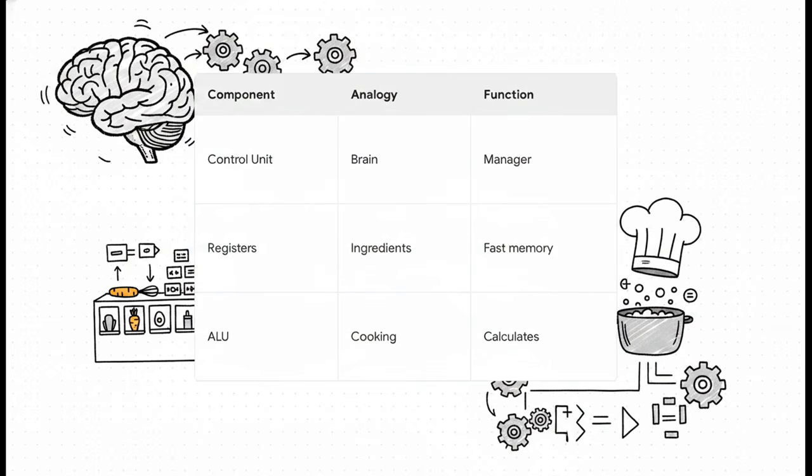It's the ultimate manager, dictating the flow of data, telling everyone what to do, and, crucially, when to do it. Then you've got the registers. Think of these as the pre-measured ingredients sitting right there on the chef's prep table. It's ultra-fast memory built directly into the CPU, holding the exact data and instructions needed for this very second. And finally, the ALU, the arithmetic logic unit. This is the actual cooking process. If your computer needs to add 5 and 3, or run AND, OR, and NOT logic operations, the ALU is where the heat gets turned up and the actual math happens.